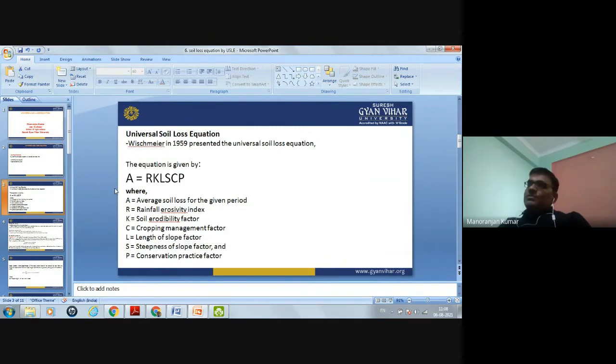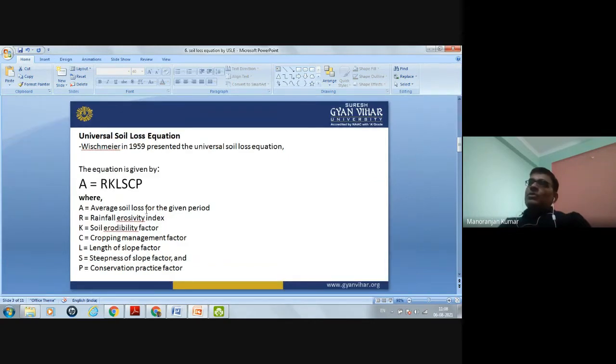So this USLE equation was developed by Wischmeier. In 1959, Wischmeier developed this equation and presented this universal soil loss equation. This equation is given by the term A is equal to RKLSCP. So with the help of this equation, the soil loss is computed over an area.